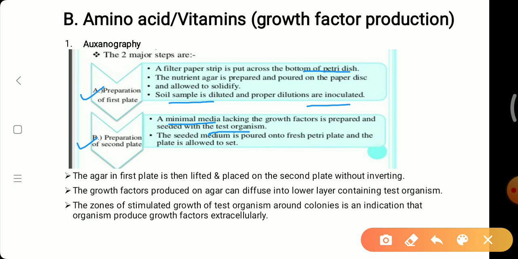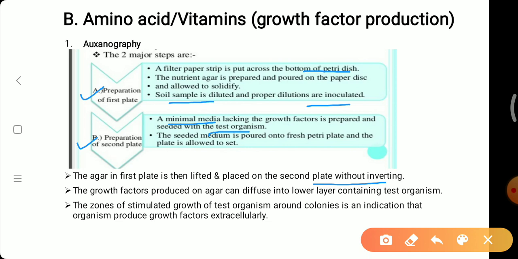Okay, what we have done, we will take a minimal media and in that we will add the test organisms and we will pour into a new or fresh Petri plate. Then we have done two kinds of preparation steps: preparation of the first plate and preparation of the second plate. Now what we will do, agar in the first plate is then lifted and placed onto the second plate without inverting.